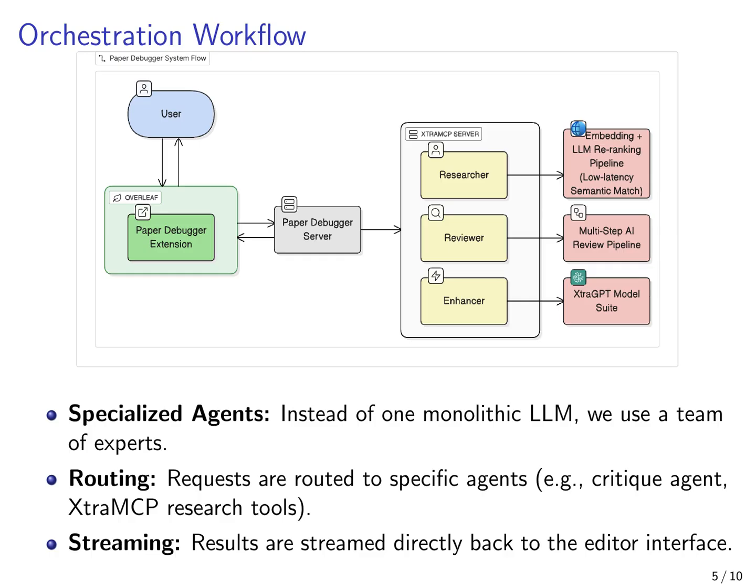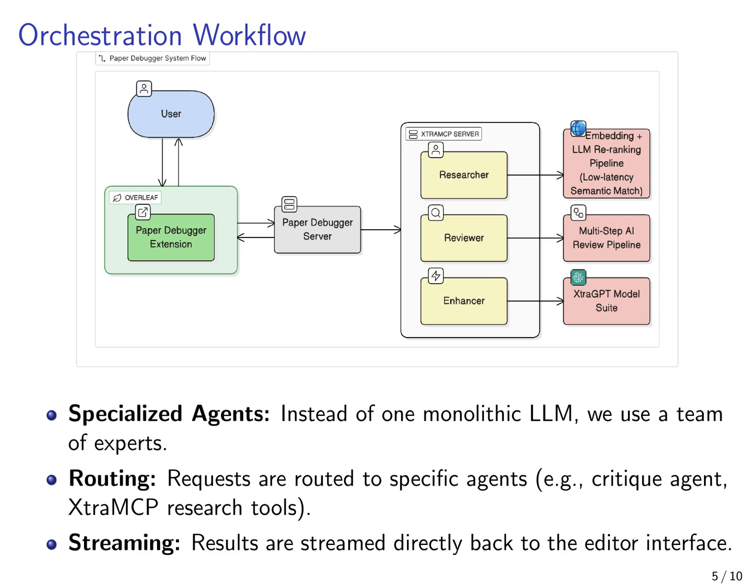This diagram here gives you a really nice view of the whole process. So you're in Overleaf, you highlight some text, you make a request. That hits their main server, which basically acts as a traffic controller. It looks at your request and routes it to the correct specialized agent, the reviewer, the researcher, and so on. That agent does its thing, and boom, the result is streamed right back to your editor.